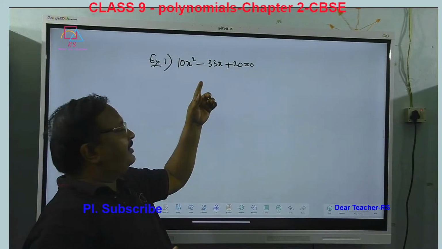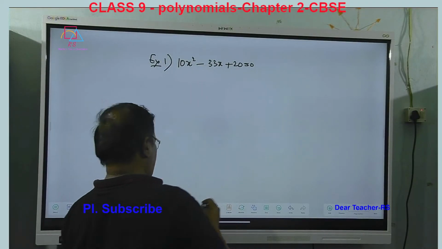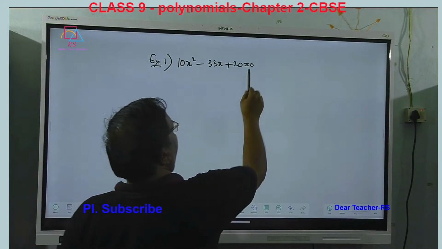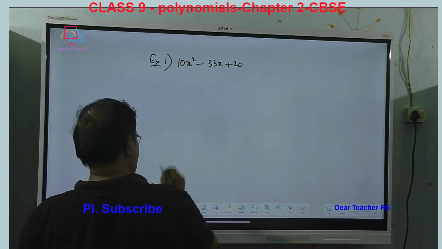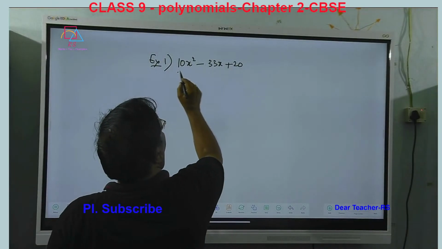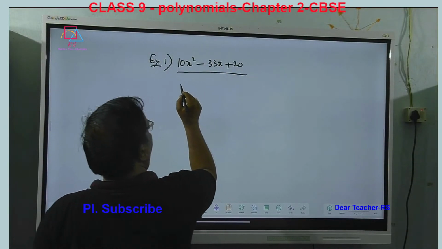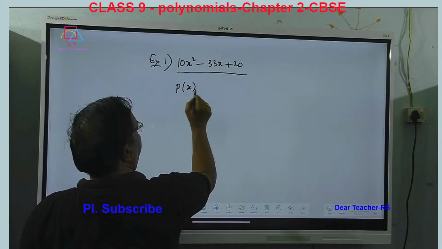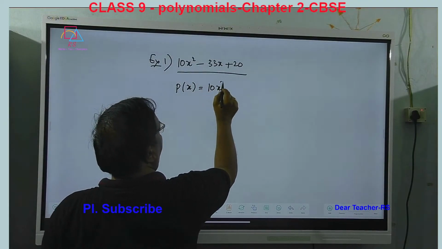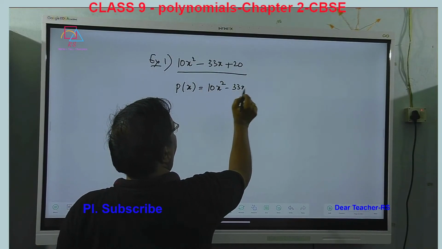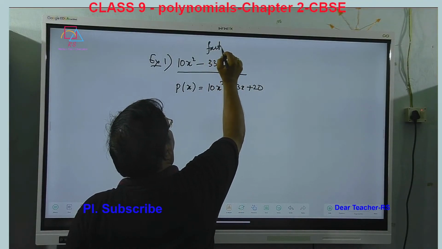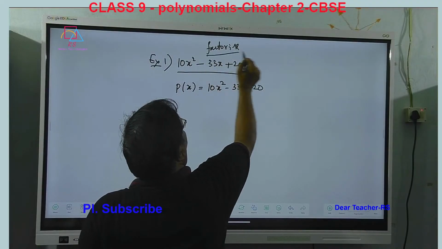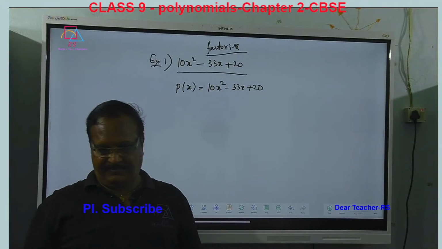So now this is a quadratic polynomial. I have written is equal to 0. It is a quadratic polynomial because the degree is 2. Now p(x) is equal to 10x square minus 33x plus 20. Our target is to factorize. Okay, factorize.